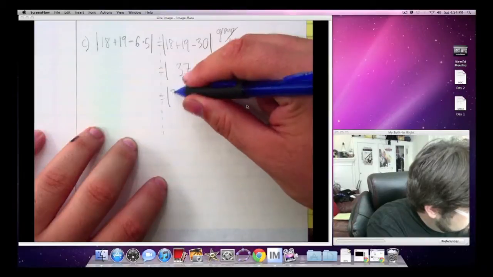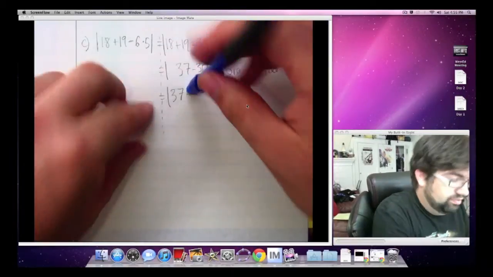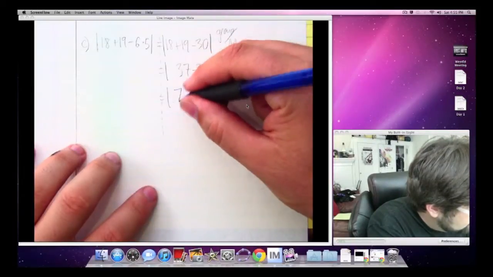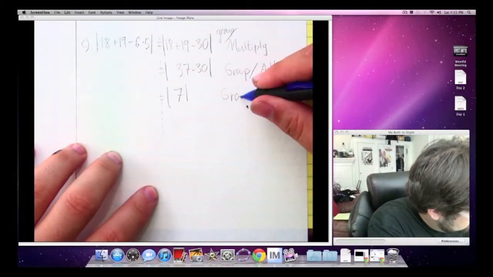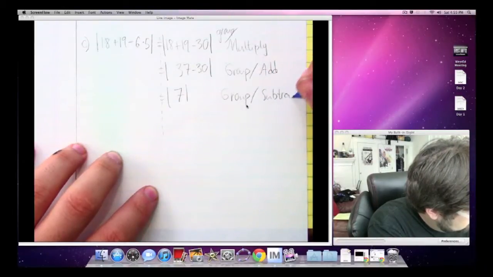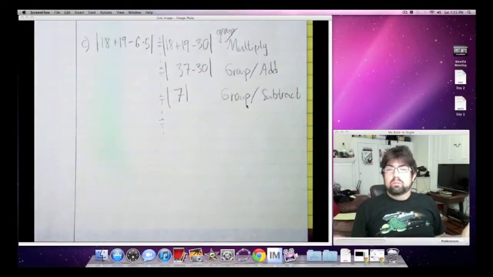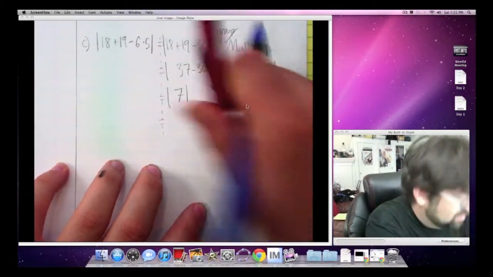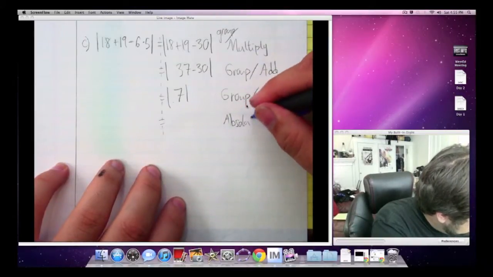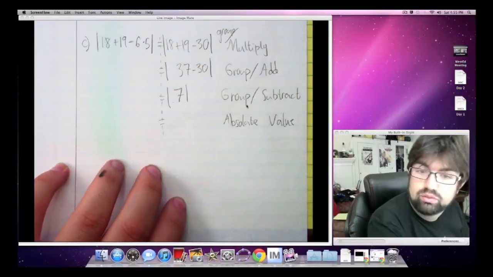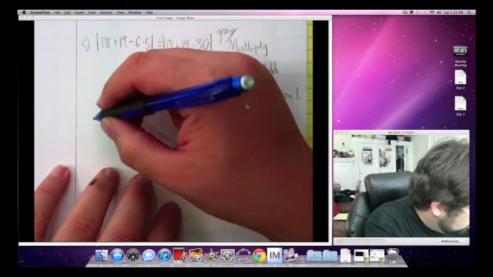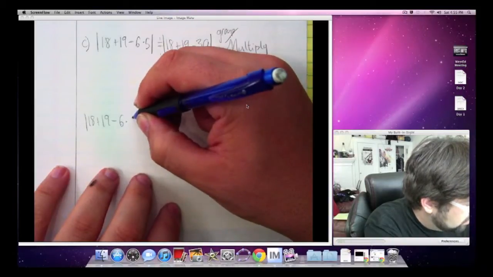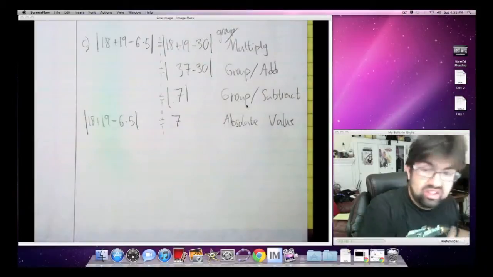And now we're going to subtract. 37 minus 30 is 7. And now we're going to take the absolute value of positive 7. And I'm going to write that down. Absolute value has a B, not a D. Right? And the absolute value of 7 is 7. So what we have is the absolute value of 18 plus 19 minus the product of 6 and 5 is equal to 7. This is our final answer.